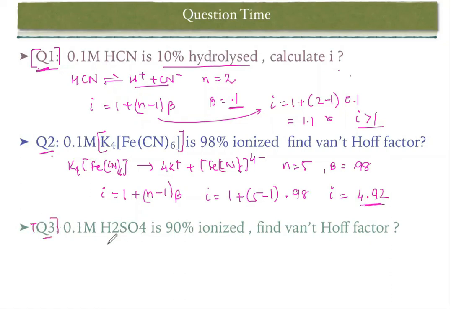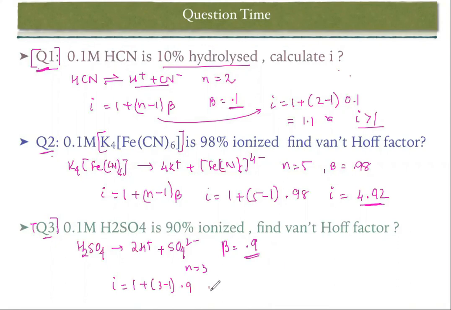Question number 3, H2SO4. H2SO4 is going to give 2H+ and SO4 2-. Beta is given as 90%, so 90% means 0.9. And n is equal to 3. So put the formula: i is equal to 1 plus (3 minus 1) into 0.9. So the value of i is 2.8. So this is the end of this topic.